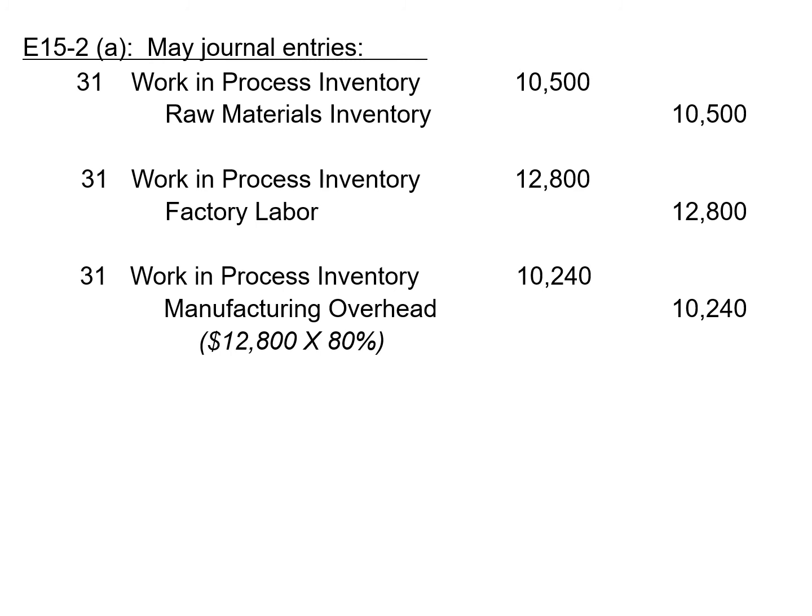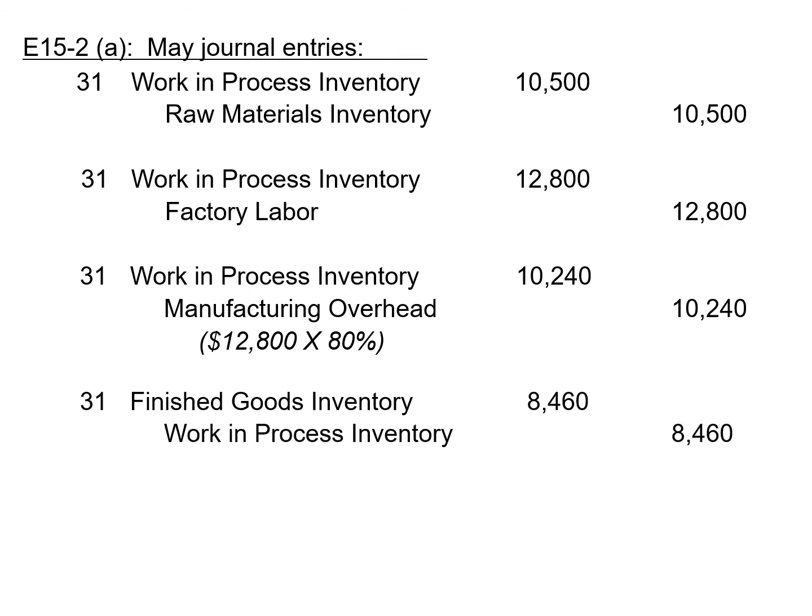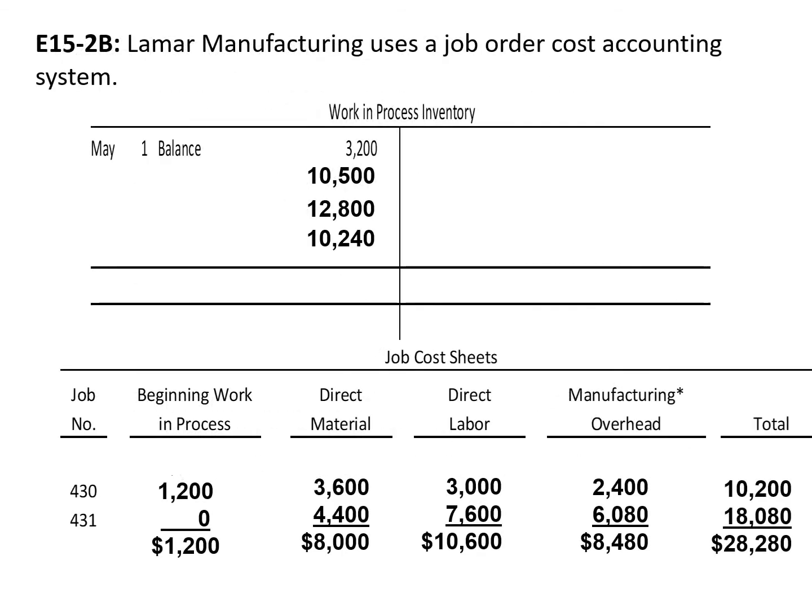$8,460. We know that we completed it, so we need to transfer it from the work in process inventory to the finished goods inventory. We're going to do so by debiting finished goods inventory and crediting work in process inventory for $8,460. The next thing we want to do is simply post that journal entry, again, focusing on what's happening in work in process inventory. So we need to credit work in process inventory for $8,460.